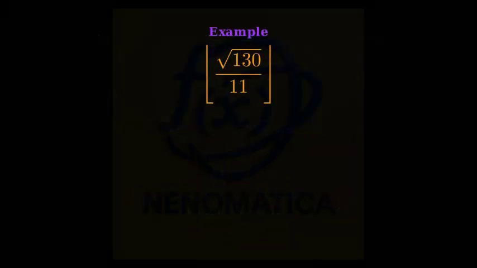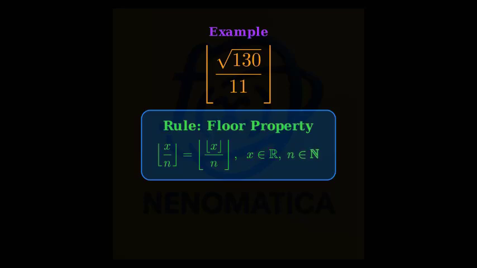Let's display the example and the target expression. Rule we will use: for any real x and natural n, the floor of x over n equals the floor of x over n, provided n is a positive integer. Now step 1. Apply the rule by taking the floor of the numerator first.